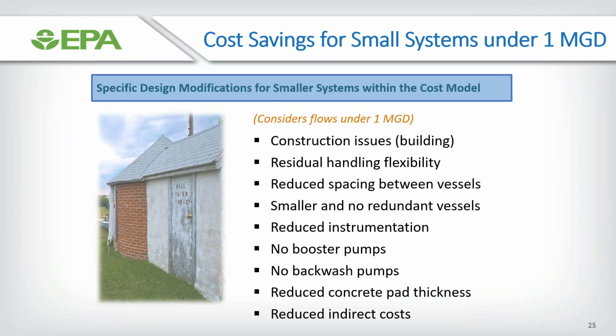And then we found that the smaller systems under 1 MGD can have a cost savings for a variety of reasons. They might not need booster pumps. The structure might be smaller. They might not need the same thickness of concrete pad because the overall weight of water or whatever is lower. And then they might have reduced indirect costs and a variety of things that a larger system might have to deal with.